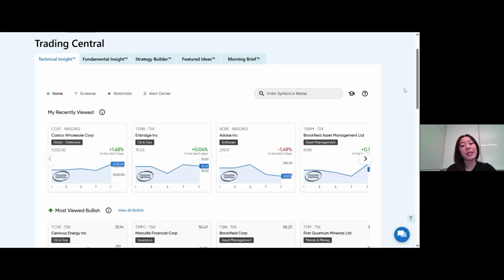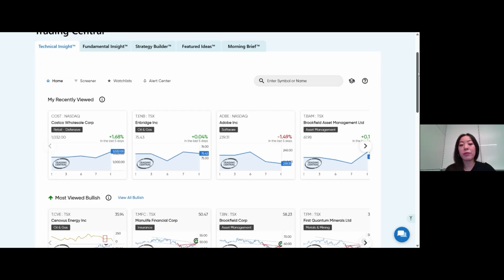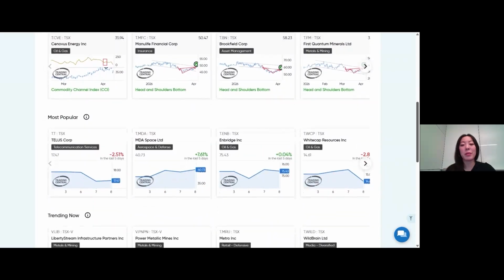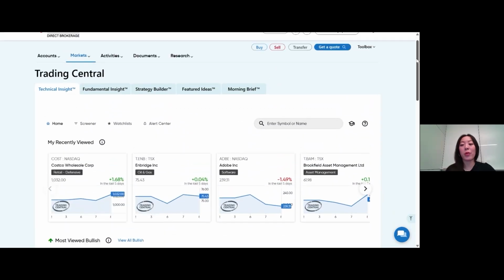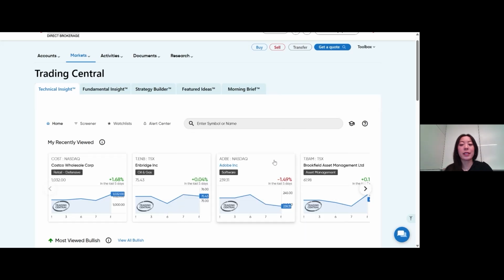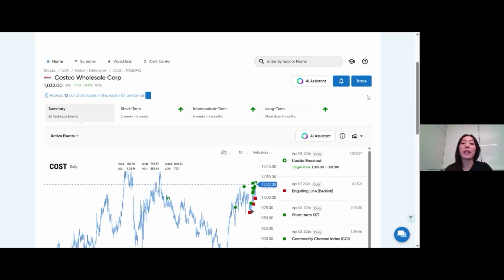So one thing to keep in mind is if you're looking for ideas, there are quite a few that are presented on the homepage of the Technical Insight tool, but I would say you're going to get a lot more out of the Trading Central tools here if you come with a stock already in mind. So let's actually use Costco as an example, but you can also use any Canadian and US stock, and also some ETFs are covered by the Trading Central research team.